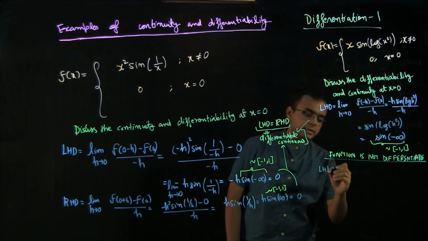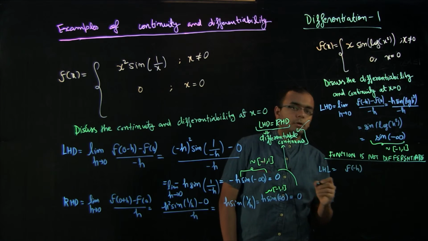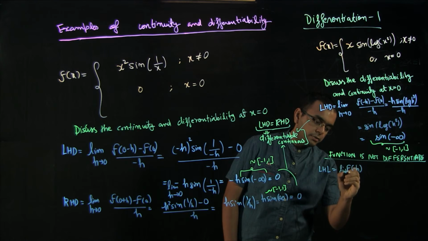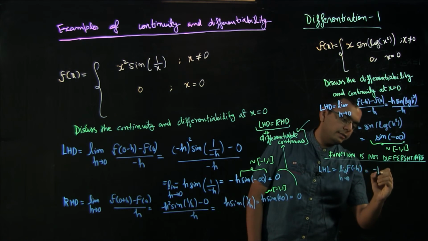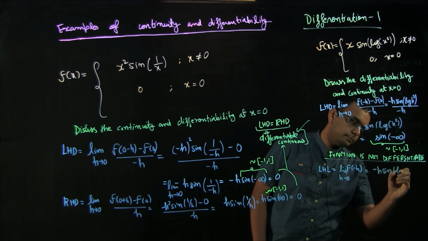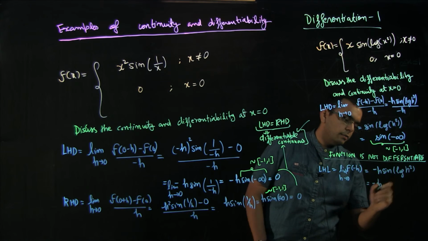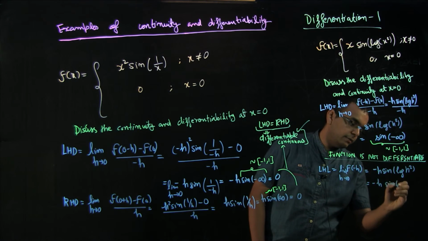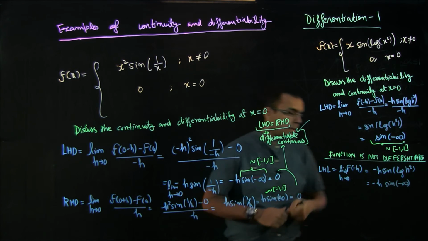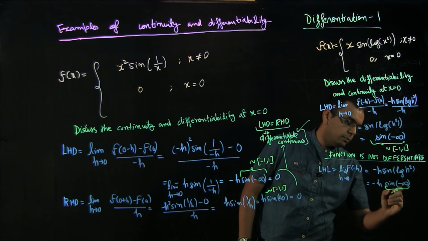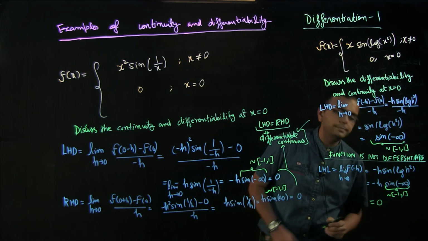So the left hand limit is nothing but f of minus h, where limit h tends to 0, and we have already evaluated that, that is nothing but minus h sine log of h square. If we do that, that is something times sine of minus infinity, and we have already discussed that this will oscillate between minus 1 to 1, so the whole thing will become 0.